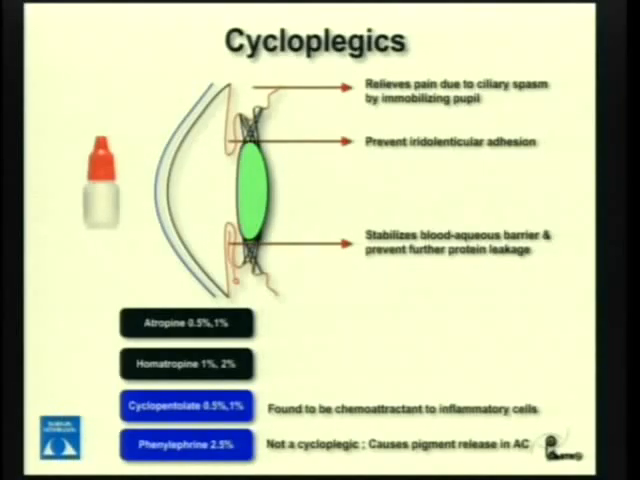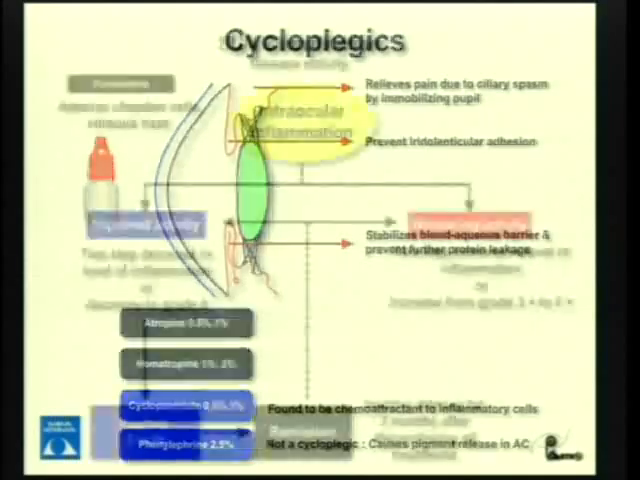And once again, phenylephrine is not a cycloplegic and it causes pigment release in the anterior chamber. So sometimes after dilatation with phenylephrine, some patients will have pigments floating in the anterior chamber and you can mistake it for a case of uveitis. So phenylephrine is not used in the treatment of uveitis.